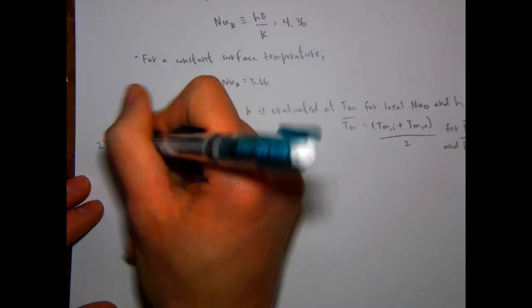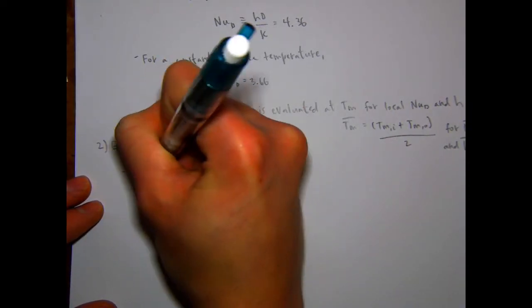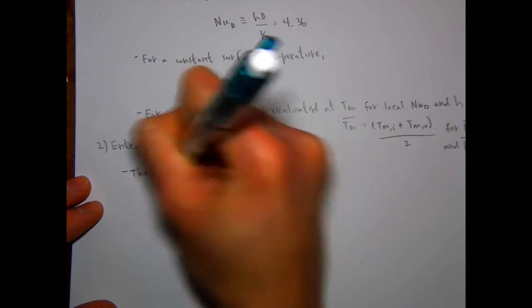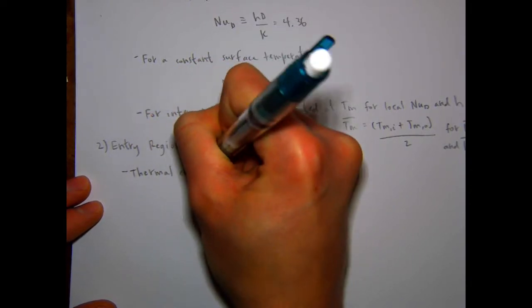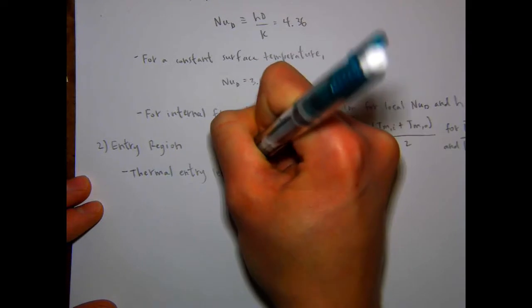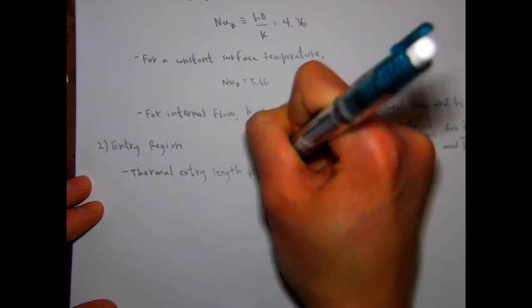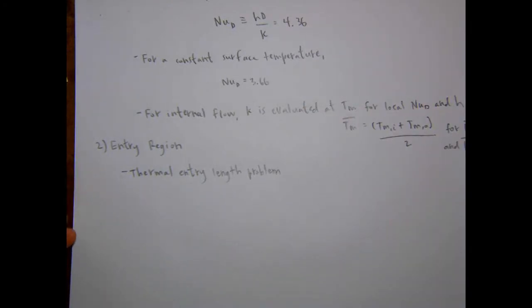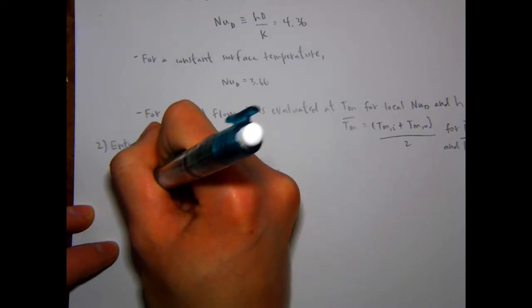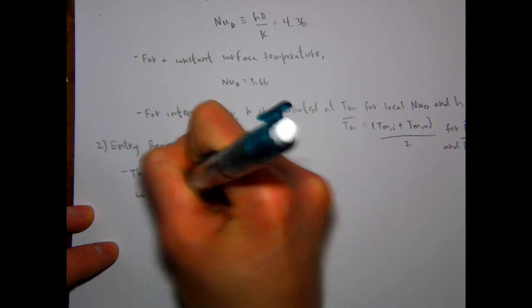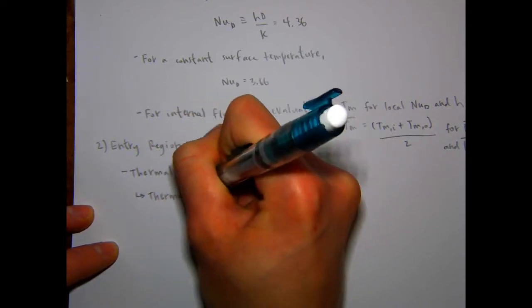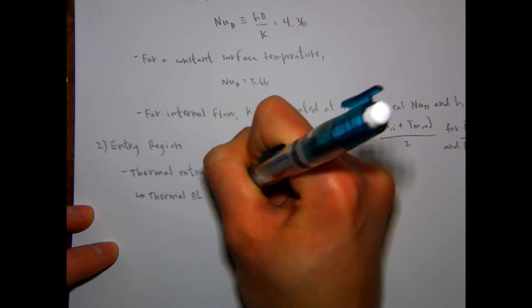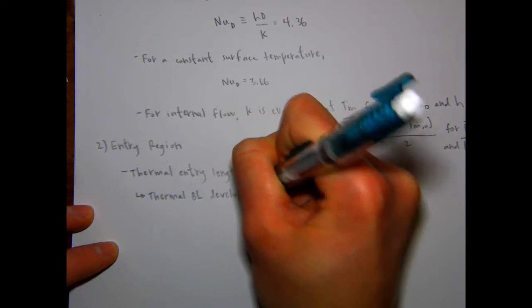For the entry region, there's two separate problems that you have to consider. There's the thermal entry length and then the combined entry length. So the thermal entry length is a little simpler, and it assumes that the thermal boundary layer develops in the presence of a fully developed velocity boundary layer.